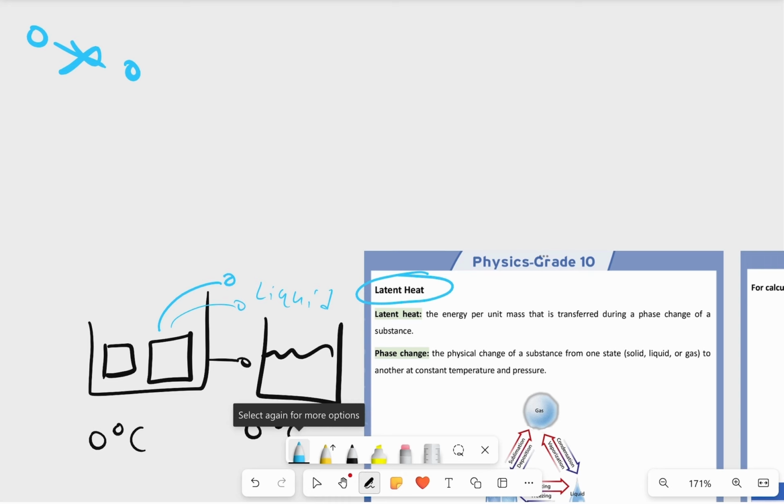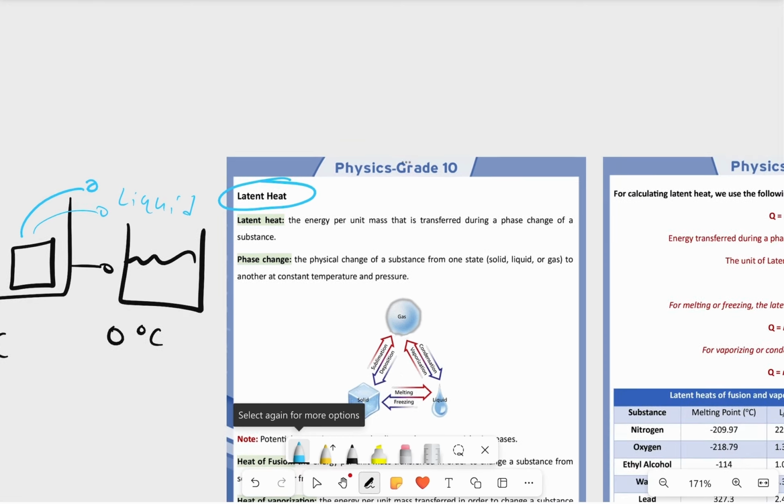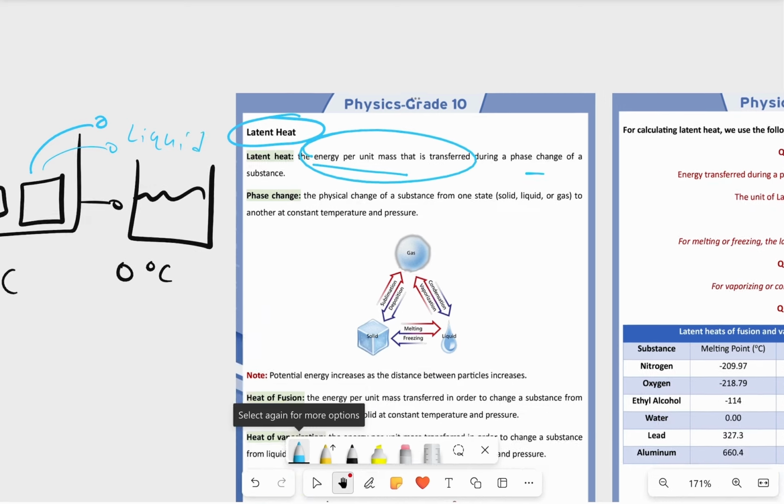So if you define latent heat, you'll say what? You'll basically say it is the heat energy used or needed to break down the bonds between the atoms of the molecules without raising the temperature of the substance. Or you can say the energy per unit mass that is transferred during a phase change of a substance. This is basically from the equation that we are going to learn in a minute.